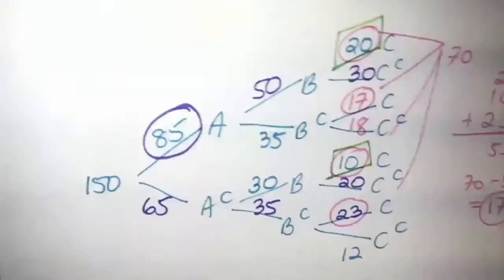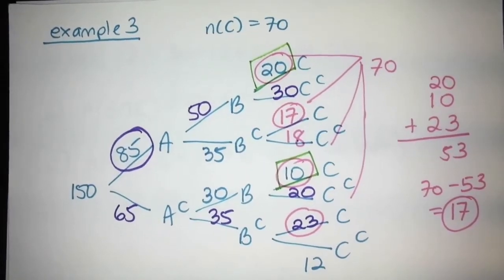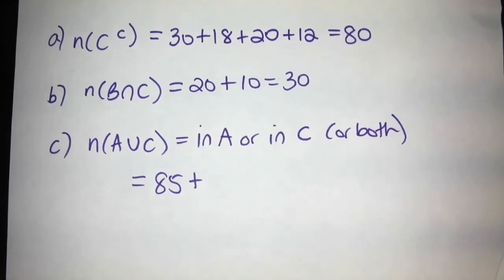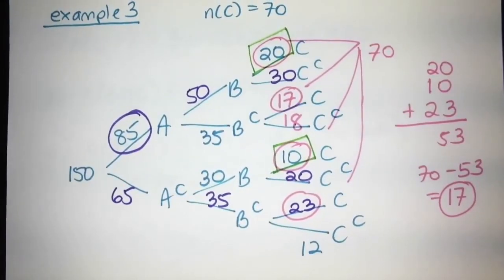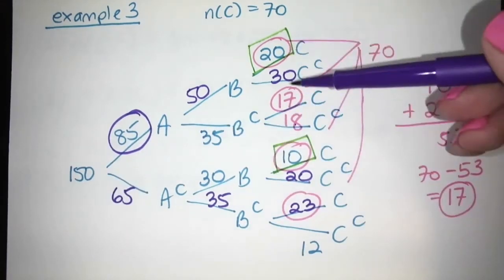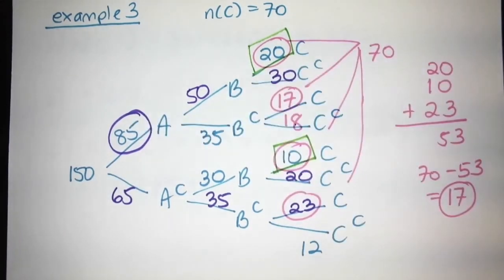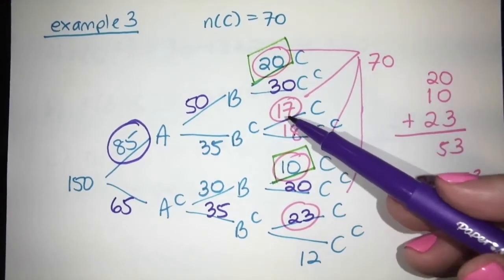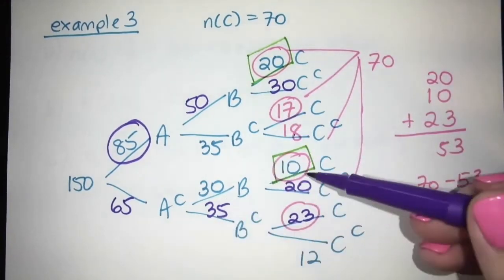So the thing we have to keep in mind is, number one, we don't want to use union formulas in trees because it usually makes people more confused and it complicates things. So don't use a union formula in a tree. But what we do want to do is add any C's, but not the ones we've already counted. So we have to be careful. If we count A as 85, we already have these two C's. The 20 and the 17 are already in that 85. So if you count 20 plus 17, you're double counting and you're going to get the answer wrong. So be careful.